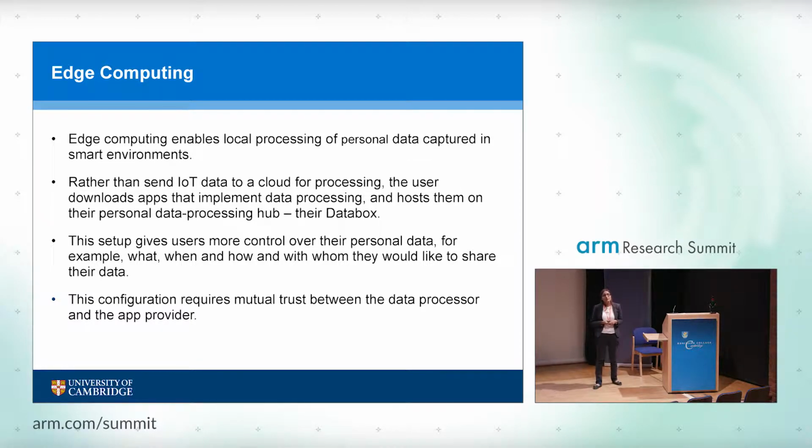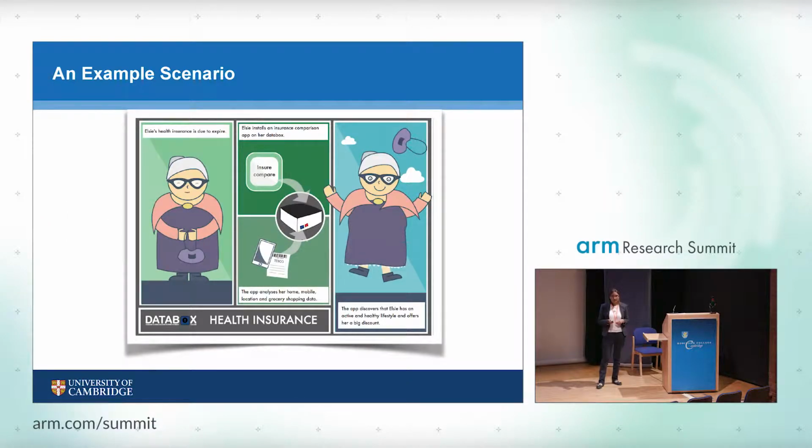This configuration requires mutual trust between the data processor and application provider. So let's have a look by considering an example. I'm giving an example of a girl called Elsie. She would like to buy a health insurance policy for herself. What she does is she downloads a health insurance comparison app on her local Databox and feeds all her personal information into this application. For example, her medical records or her lifestyle information, like what she eats in a week by putting in her grocery list, or her Fitbit data, something like that.